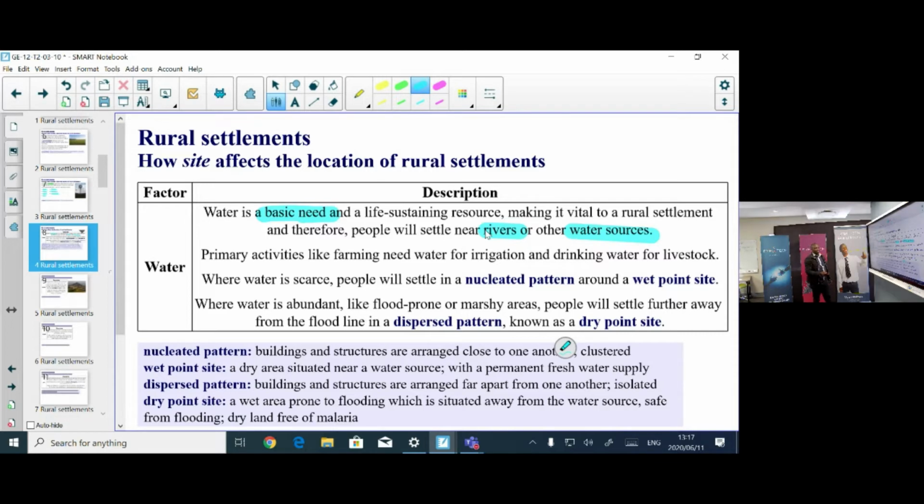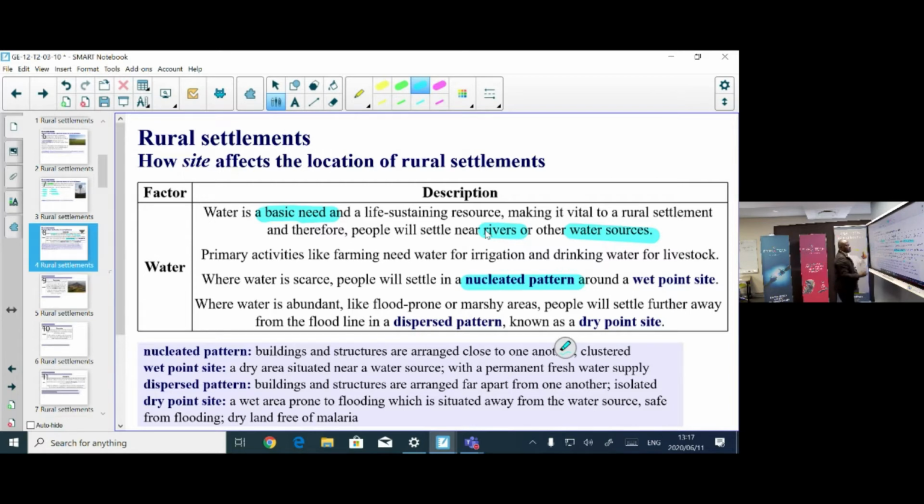Where water is scarce, people will settle in a nucleated pattern. So we defined these terms yesterday. We are still emphasizing them here so that you actually get the definitions and do not have doubtful or mistaken descriptions of those terms.